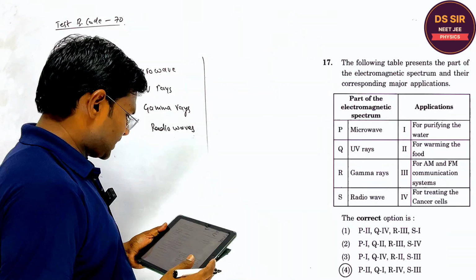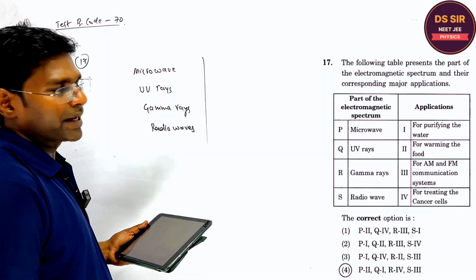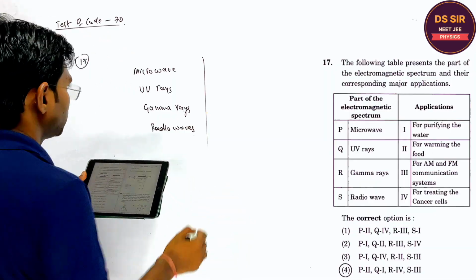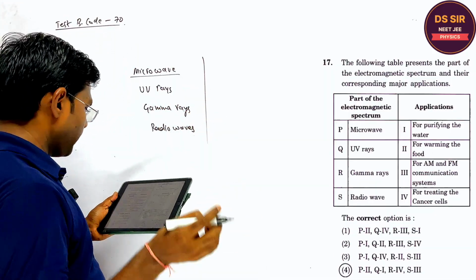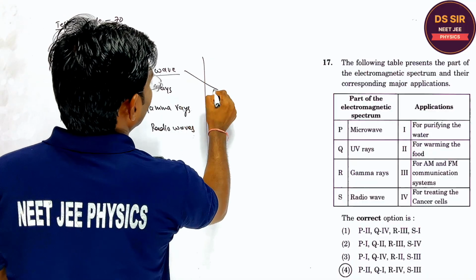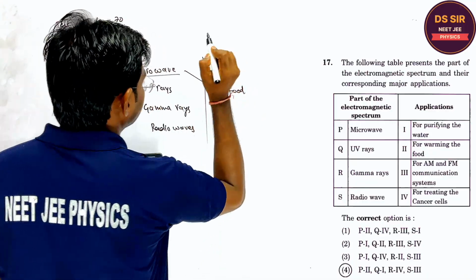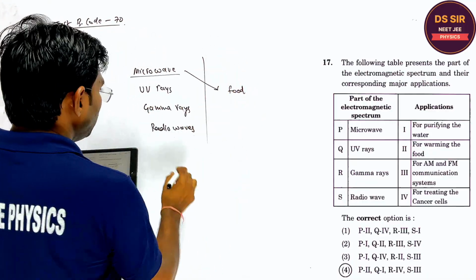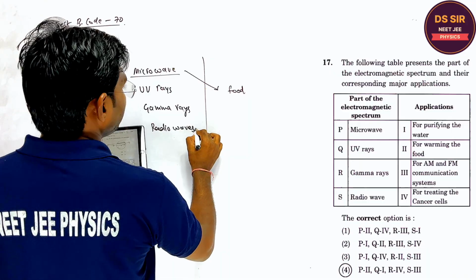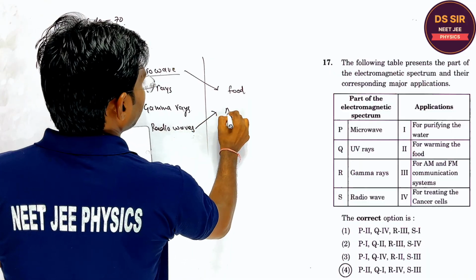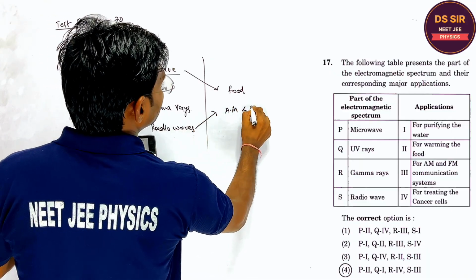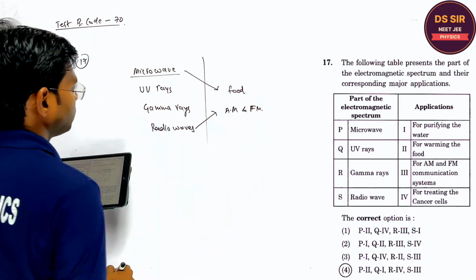So read this question number 17. On the basis of the electromagnetic spectrum, it is a simple question. The microwave is used for the microwave oven, for warming the food, this is the correct answer. Radio wave is the third part, and this is AM and FM communication. It is very simple, right?